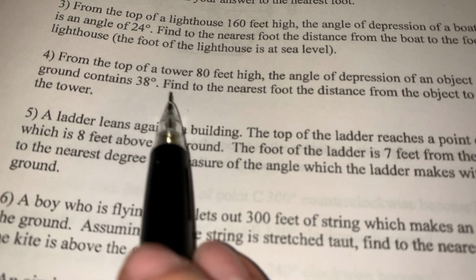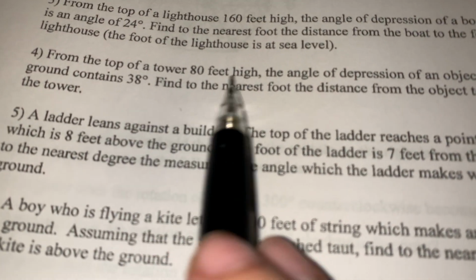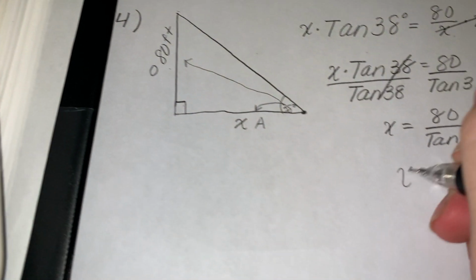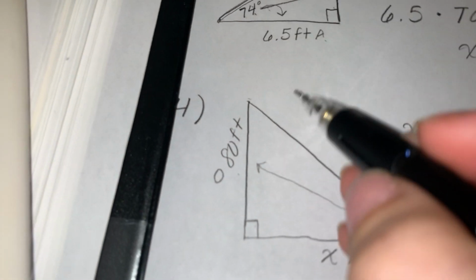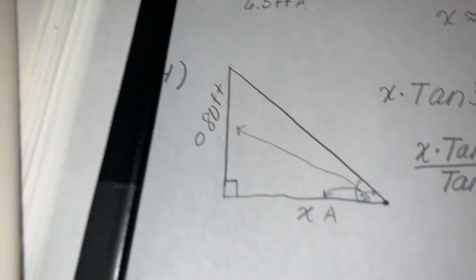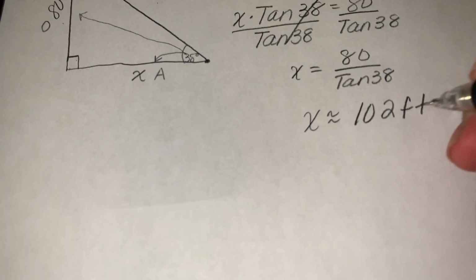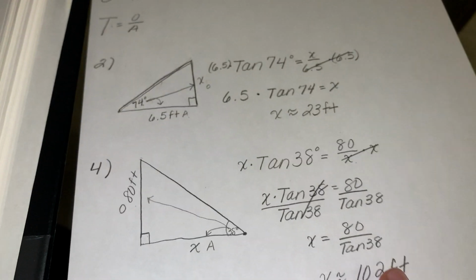And again, as it says in question 4, it says find to the nearest foot, meaning nearest whole number. We're going to round this to the nearest whole number, which is x is approximately 102. And since we're talking about a side, feet, 102 feet. That's how you do number 4.